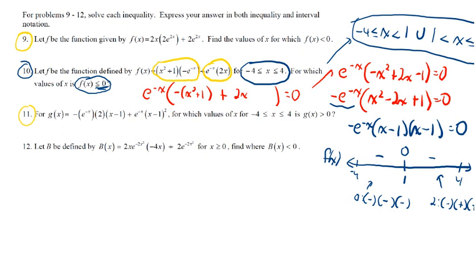I think I got it. Would there be 3? Yep, 3 is one of your zeros, and what's the other one? Positive 1. Yeah, good. Nice job. So 1 and 3 would be your two zeros.